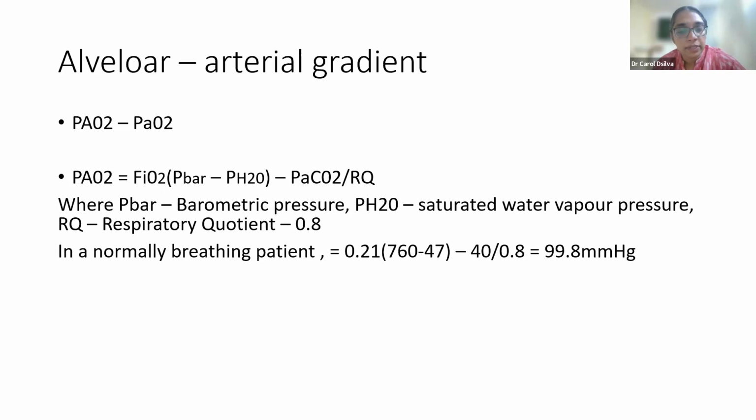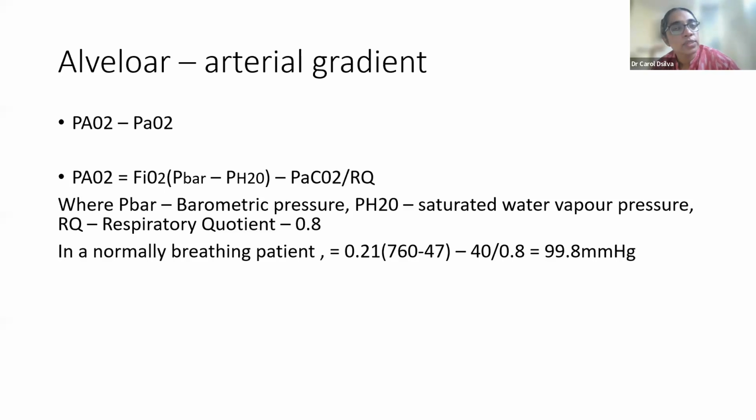So in a normally breathing patient, if I substitute these values, what is the normal alveolar oxygen? If I'm breathing 0.21 and the barometric pressure is 760, what is this 47? 47 is the water vapor pressure in the nose or nasopharynx. Minus 40, as I told you the range is 35 to 40 for PaCO2, divided by 0.8, the respiratory quotient, which is the oxygen consumed versus carbon dioxide delivered. If you substitute the values, in a normally breathing patient you get around 99.8. That means your alveoli contain around 100 millimeters of mercury.